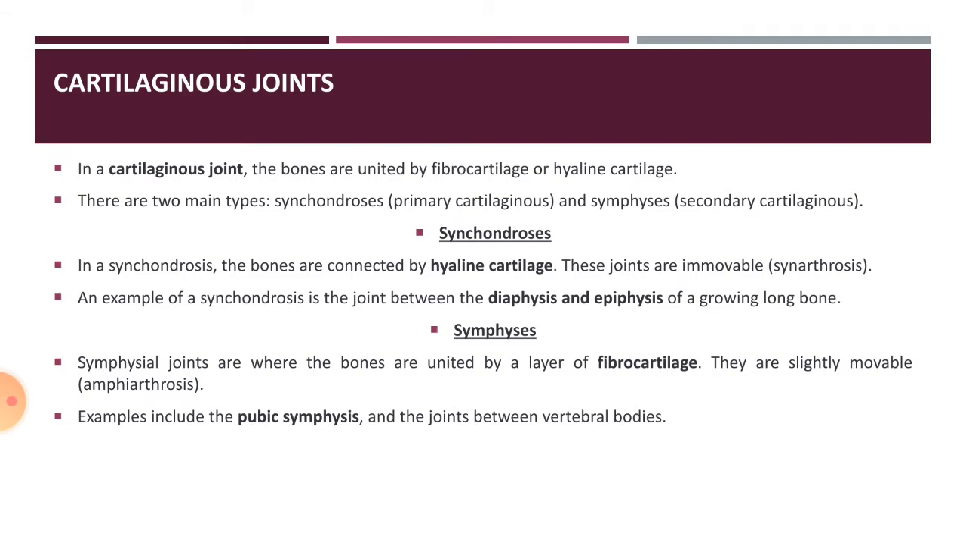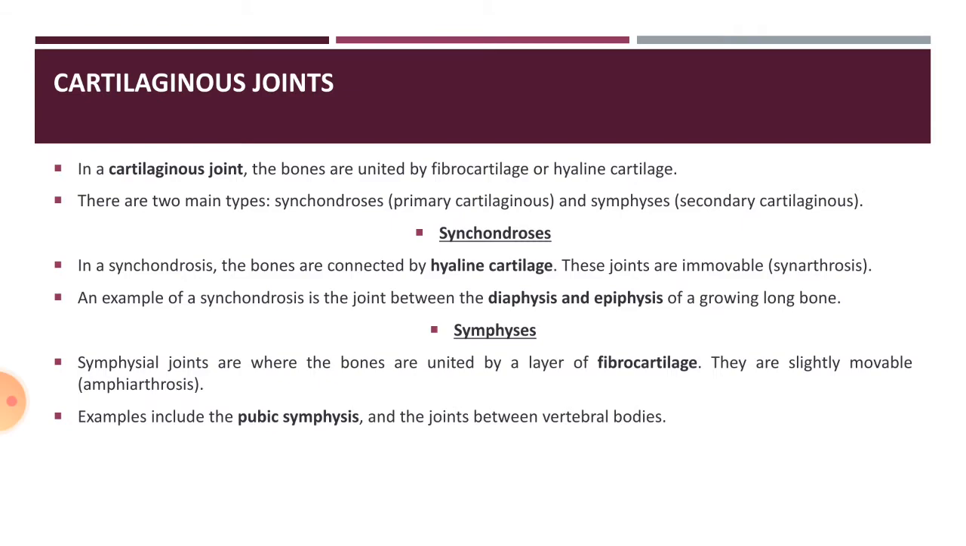The next type is symphysis, and symphysis joints are where the bones are united by a layer of fibrocartilage, and they show slight movement, so we can call them amphiarthrosis. Examples include the pubic symphysis and joints between the vertebral bodies. Once again, cartilaginous joints are those joints that are connected by cartilage, and on the basis of their structure we further classify them into synchondrosis and symphysis.